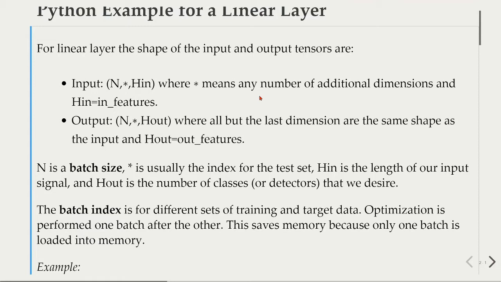Capital N is the batch size. Star is usually the index for the test set. H_in is the length of our input signal, and H_out is the number of classes or detectors that we desire. The N index is for different sets of training data. Optimization is performed one batch after the other. This saves memory because only one batch is loaded in memory.